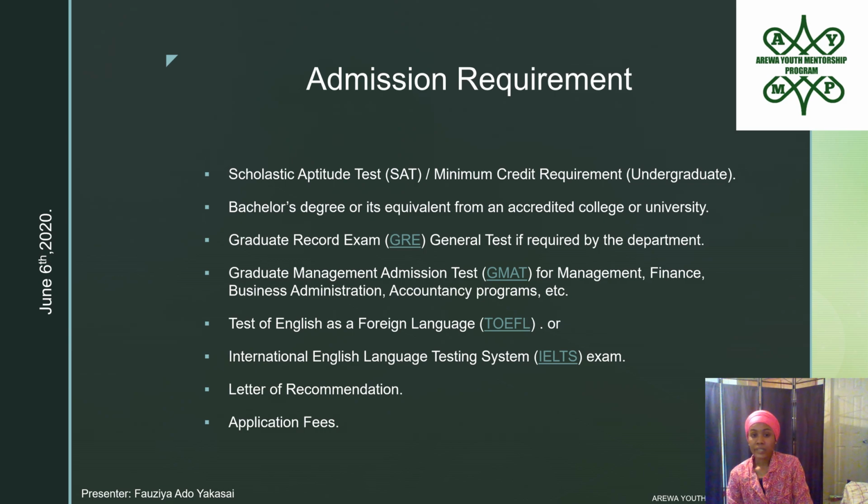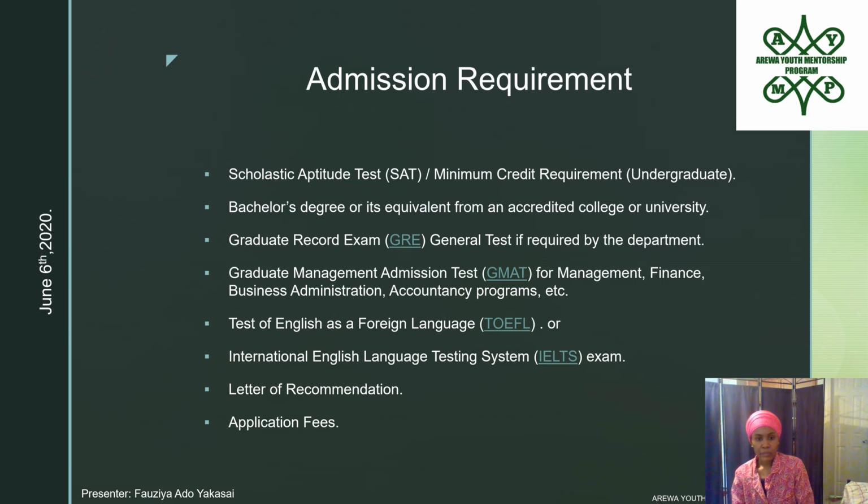Then you have the Graduate Record Exam, GRE. This is required by most science and engineering departments, so you can check if you require that. Then for management, finance, business administration, you need the GMAT. Then the general one most universities need is the TOEFL or the IELTS. I know most schools in the UK require IELTS, and those in places like Saudi Arabia and the US need TOEFL. But at the same time, if you have IELTS, it can serve as your TOEFL, or if you have TOEFL, it can serve as the IELTS. You also check that in the admission requirements of the university you choose.